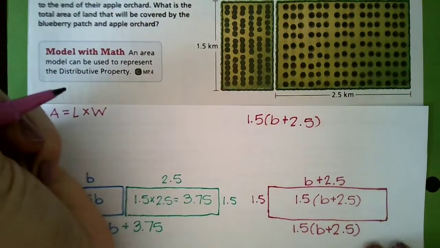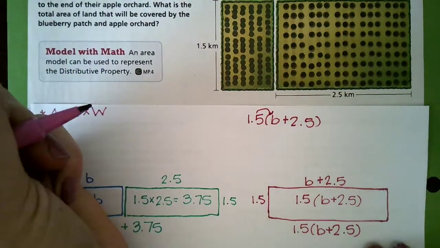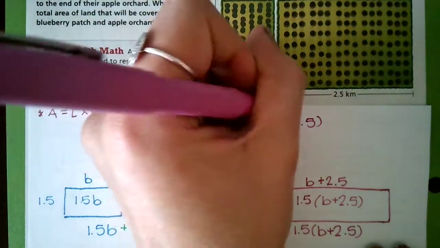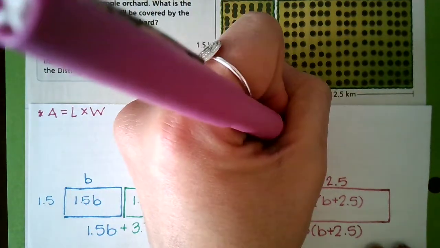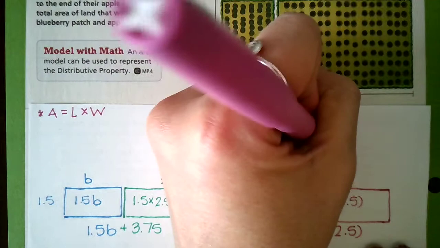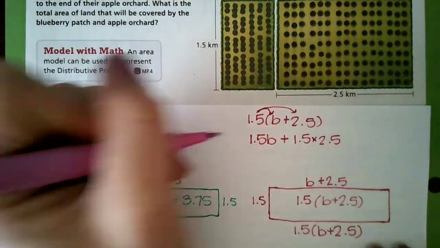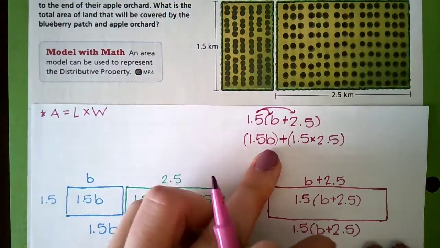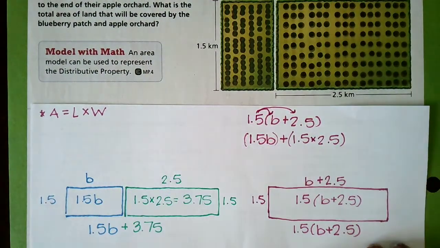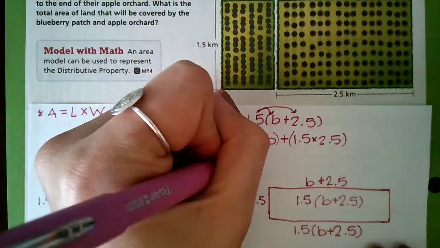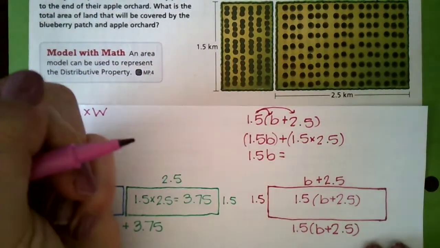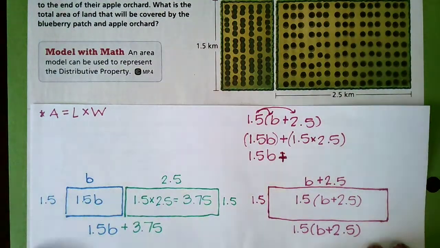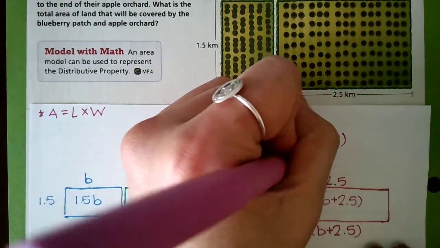And let's use the distributive property. 1.5 times b, just 1.5b. And then I'm taking 1.5 times 2.5. I'm going to put that in parentheses, that way we see we multiplied by this and multiplied by that, and then add them together. So here again, we just get 1.5b, plus 1.5 times 2.5, we get 3.75 again.